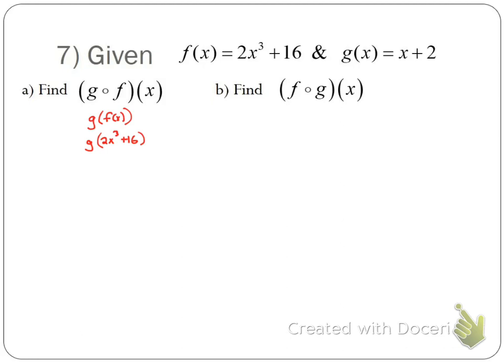Does everybody have that written? And I take this 2x cubed plus 16 and I plug it into the g function everywhere there's a variable. So I go, here's the g function. I plug this in right there and then I go plus 2. So I go x, which is 2x cubed plus 16, plus 2. So it equals 2x cubed plus 18.